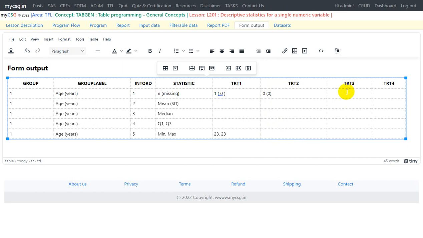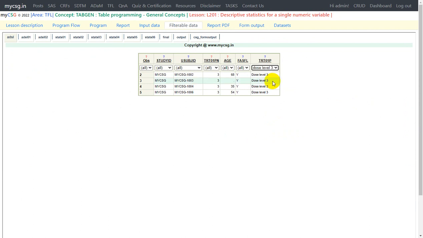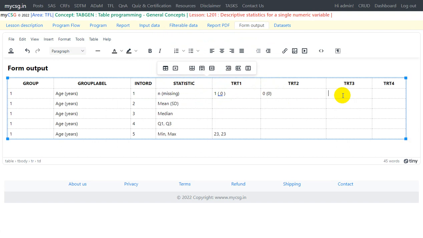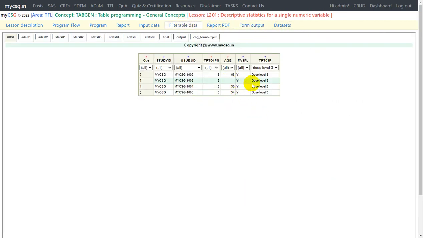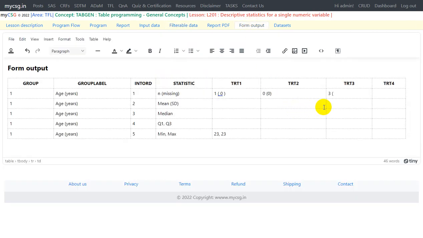Now let us try to populate the n and missing for treatment 3. Let us go to our input data and filter for dose level 3. We now have 4 rows, and small n represents the number of rows with non-missing age value. Out of these 4 rows, only 3 rows had age value populated. So the small n value for dose level 3 for age variable is 3. How many records were there in the input data with a missing value in age? Out of these 4, 1 had missing. So the missing statistic would become 1 here.